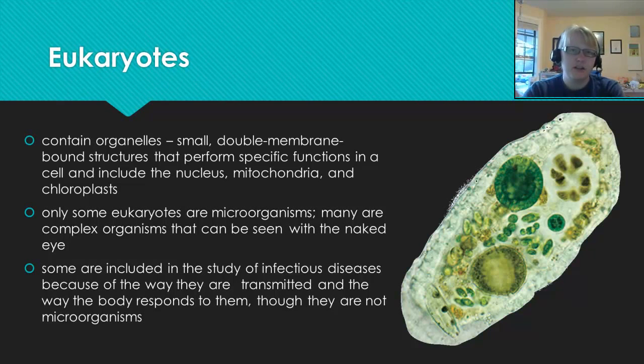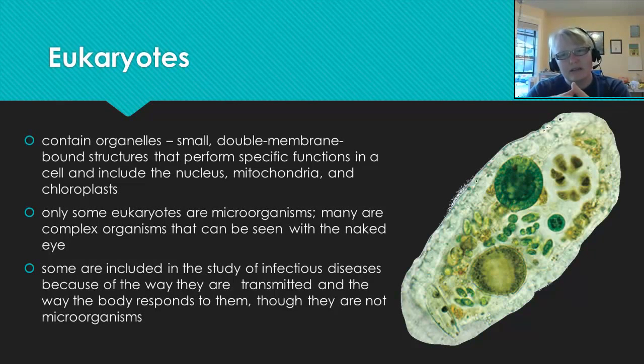Eukaryotes differ in function and metabolic processes, in their purpose in life, but they all have membrane-bound organelles. They're all complex organisms, and some of them are multicellular and can be seen with the naked eye, such as you and me, and some of them need a microscope to be seen. And you'll see some of those in lab when we do those activities. And some of them can cause infectious disease, and some of them can't.